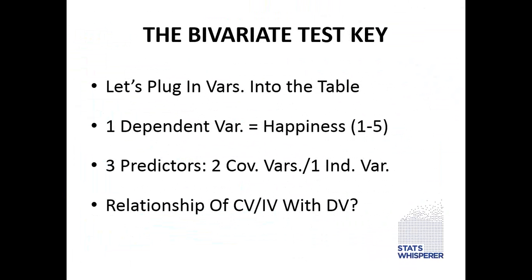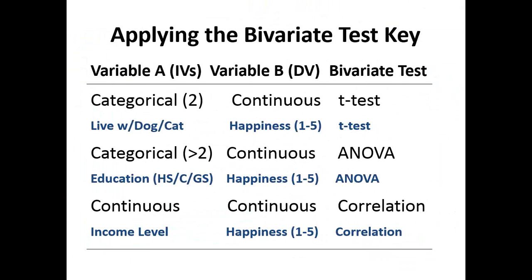And we can better understand this if we plug our variables into that table. Bear in mind we have one dependent variable, happiness, which is continuous on a scale of 1 to 5, and we have to compare each variable to that. So the right column will just be happiness, and then the left column will have our 3 predictors, which are 2 covariate variables and 1 independent variable. Then we'll be able to see the relationship between them. So here we go. And if you're doing this with your own study, it's sometimes useful to write the names in there and which test to use.